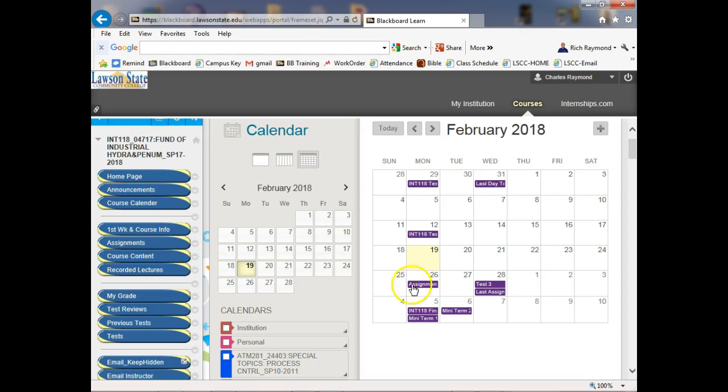So the final assignment is due right here. When we come after the test, we'll be working on lab. Everybody will be working on lab 11. And then this Monday, we'll start with our troubleshooting. We'll bring in assignment 4. Assignment 4 is due on the 26th. The last assignment is due on the 28th.